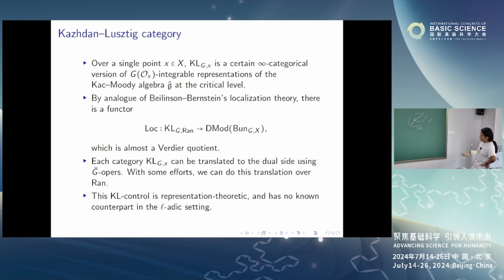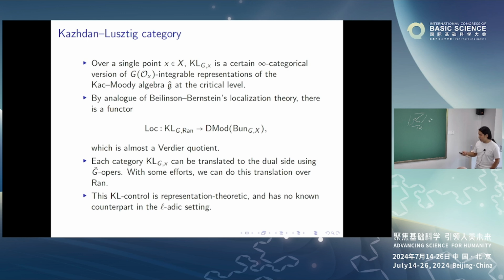And if you know Bernstein's localization theory, which relates representations of the Lie algebra g to the category of D-modules on a flag variety, you will realize that this is just an affine analog of that category. And there is indeed an affine analog of this localization functor, which goes from the category KL_G, but actually over Run space, to the entire category on Bun_G. In finite Lie algebra theory, the localization functor, if you modify it, is an equivalence. But in this affine theory, it's not an equivalence. Instead, it's almost a Verdier quotient. This category contains more information than that. In some sense, you quotient by an ideal.